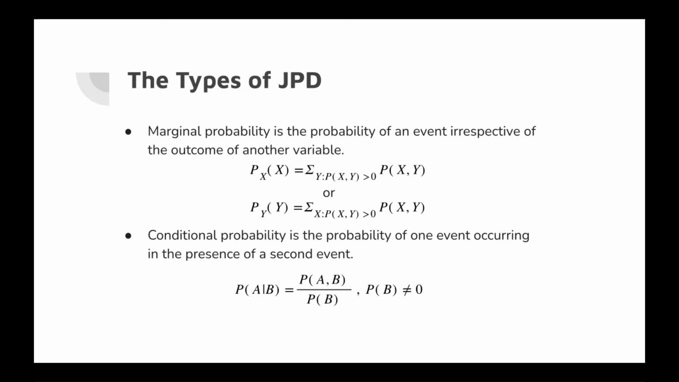As for conditional probability, it is the probability of one event occurring in the presence of a second event. It can be calculated as the conditional probability of event X given event Y being equal to the probability of event X and event Y divided by the probability of event Y. This calculation assumes that the probability of event Y is not equal to 0, as it would make the conditional probability undefined.